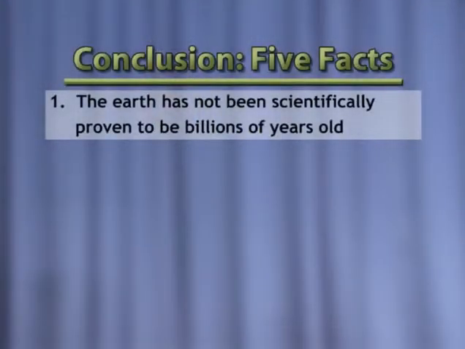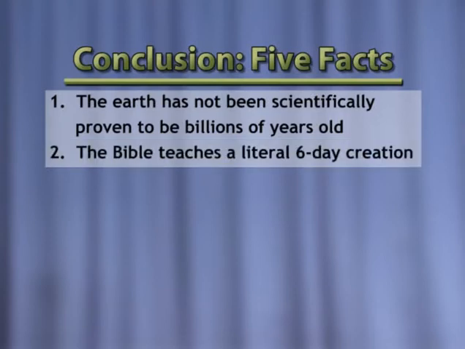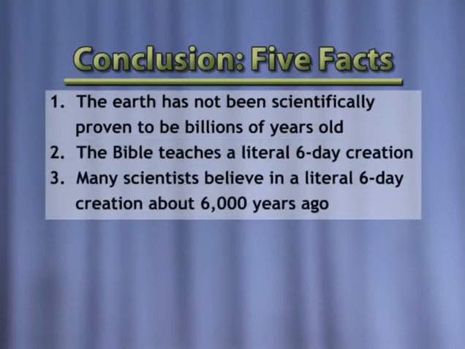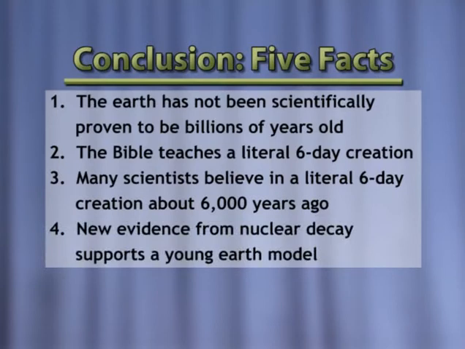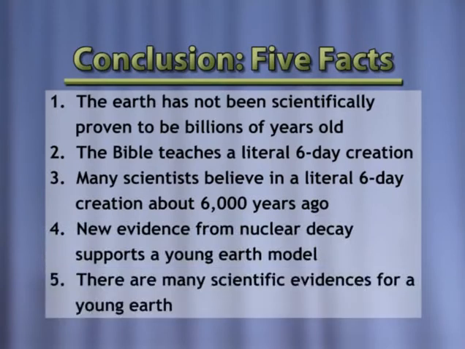So, conclusion. Five facts in our conclusion. Number one, the Earth has not been scientifically proven to be billions of years old. Secondly, the Bible teaches a literal 6-day creation. Third, many scientists believe in a literal 6-day creation about 6,000 years ago. Fourth, new evidence from nuclear decay rate supports a young Earth model. And five, there are many scientific evidences for a young Earth.